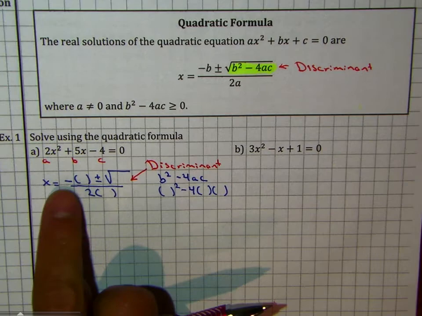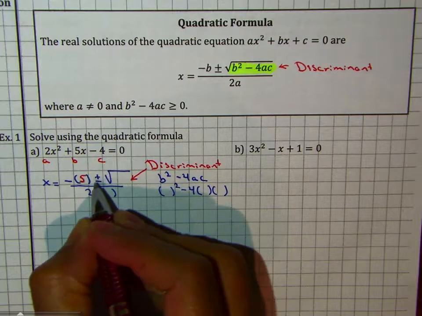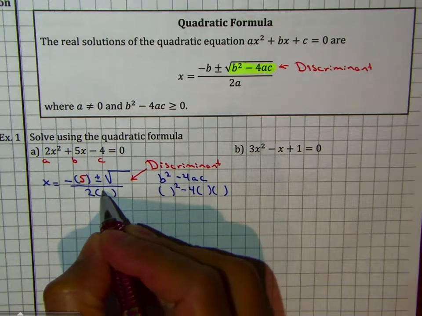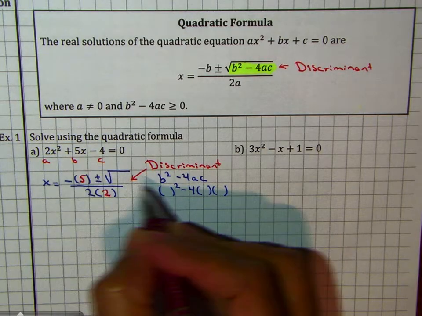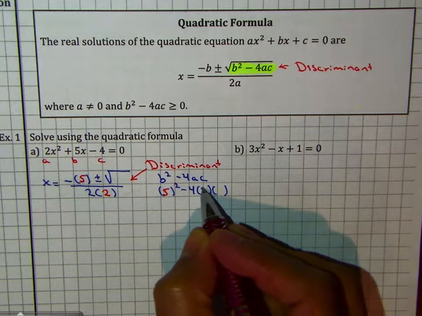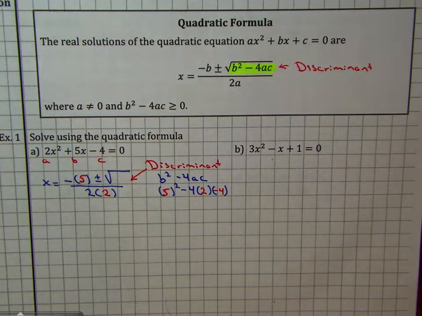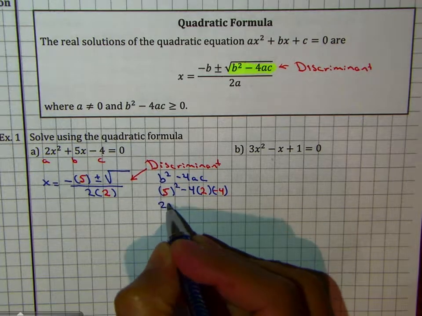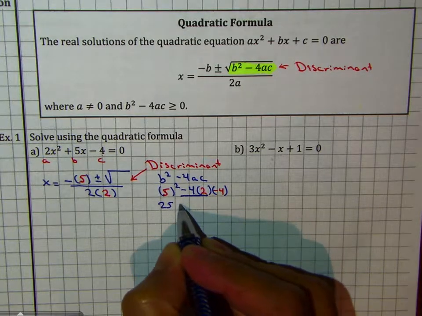So let's say x equals negative b. b is 5 plus or minus square root all over 2a, where a is 2. Inside the square root will be b squared. So your discriminant is 5 squared minus 4, a is 2 and c is negative 4. I'm going to simplify this out. 5 squared is 25. Just the same thing as we did in the last lesson. Those numbers are all multiplying. So I'll multiply those two numbers. It gives me a negative 8.